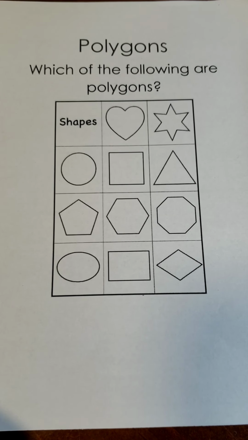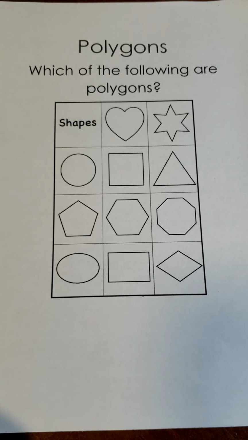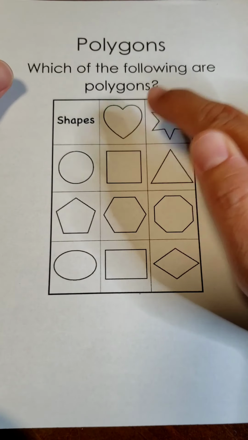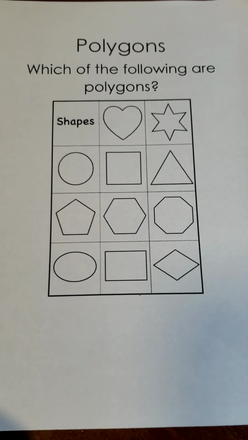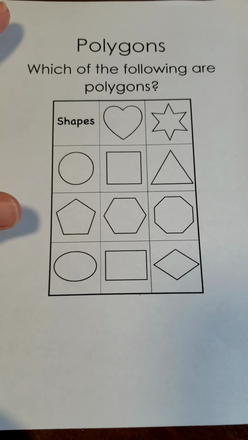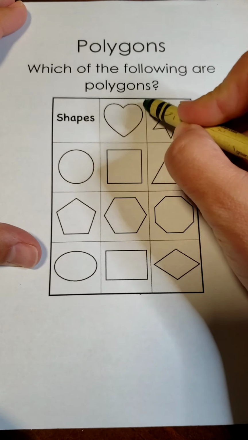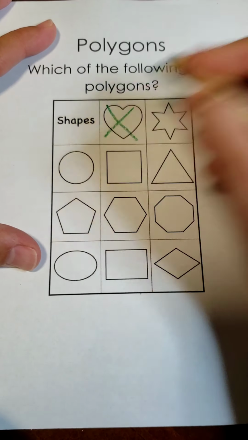In lesson 11.1, we learned that polygons were two-dimensional figures made up of straight sides, and those figures were always closed. Now, if we look here at this little chart where I have some shapes for you, we're going to identify some as polygons or not. Let's take a look at the heart. Would the heart be a polygon? If you said no, you are right. The heart is not a polygon. Again, I want to remind you that polygons are made up of straight sides. Does the heart have straight sides? No, it has these curves up here, right? So the heart is not a polygon.